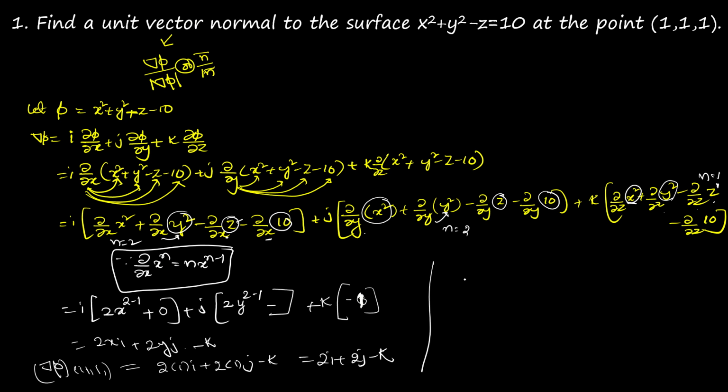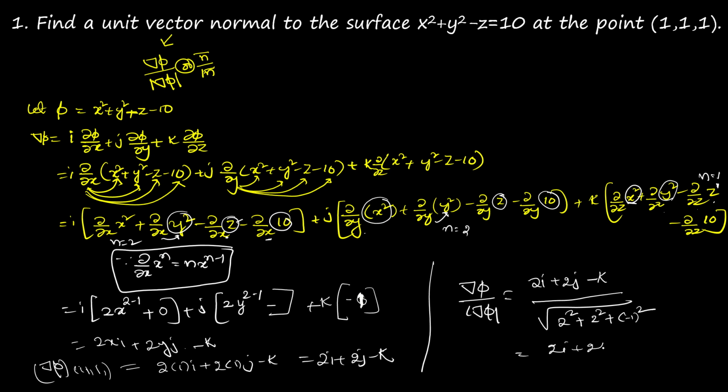Our required unit normal vector to the surface is ∇φ divided by the modulus of ∇φ. Modulus means the magnitude of the vector. ∇φ is 2i plus 2j minus k divided by the square root of 2 squared, the j coefficient 2 squared, plus the coefficient of k, minus 1, whole squared. So we get the answer (2i plus 2j minus k) divided by the square root of 9, which is 3. Directly we can write that this is the solution.